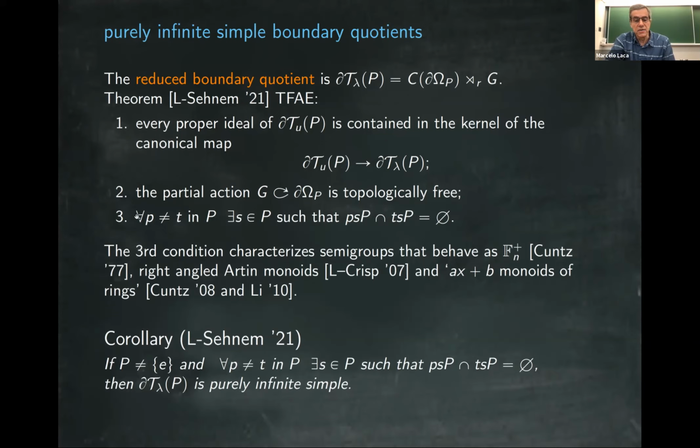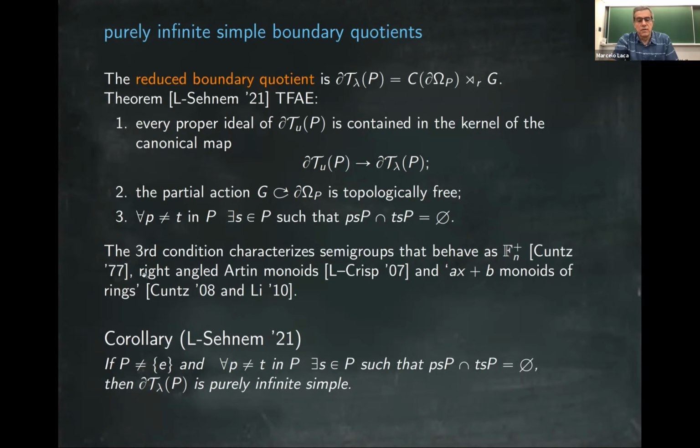And then we have a characterization purely in terms of the semigroup. If you take two different elements in the semigroup, there exists some other element in the semigroup S, such that P sends the cone SP to a different place than T sends it. So the translations by T and by P become orthogonal. So the cone SP is sent into this disjoint cone from TSP. And so this third condition characterizes the semigroups that behave as Fn in Cuntz's On paper. So this is intrinsic to the semigroup.